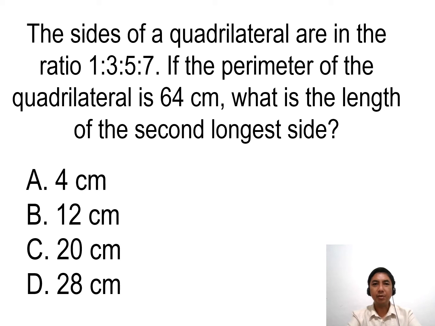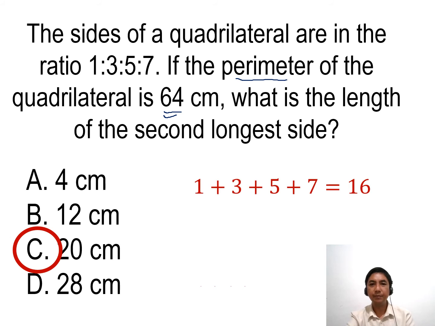Okay, the sides of a quadrilateral are in the ratio 1:3:5:7. If the perimeter of the quadrilateral is 64 centimeters, what is the length of the second longest side? So the perimeter means the sum of the sides of the quadrilateral. Same process. By the way, the answer is letter C, 20 centimeters.